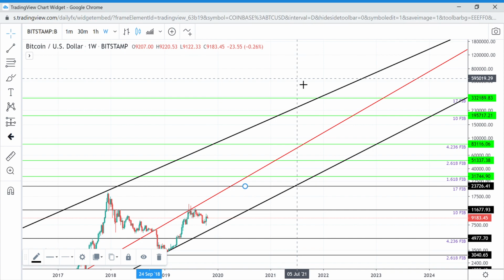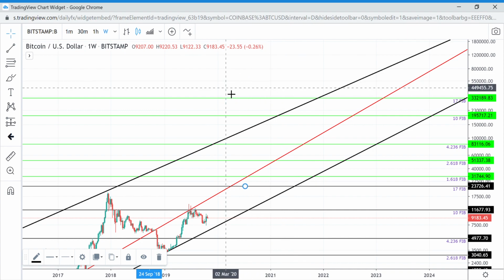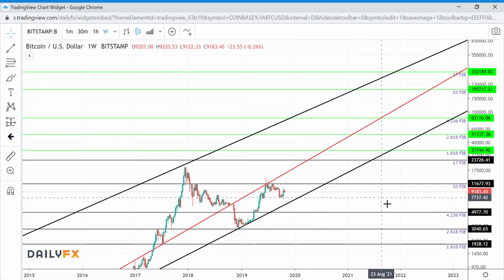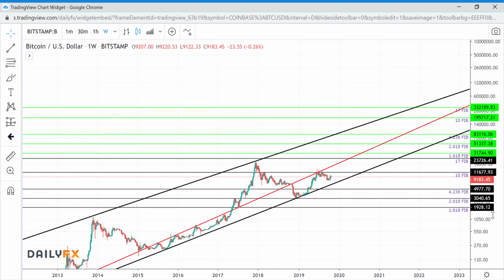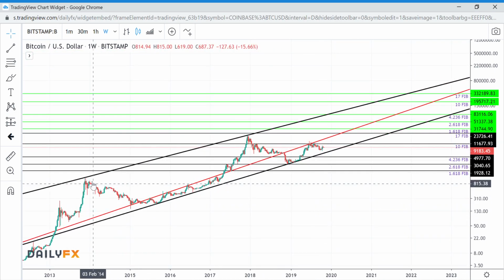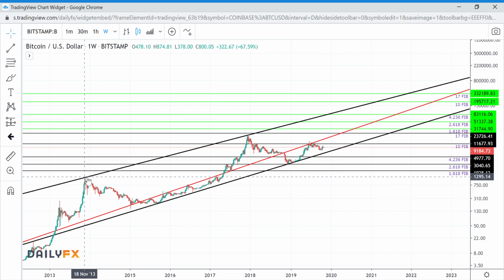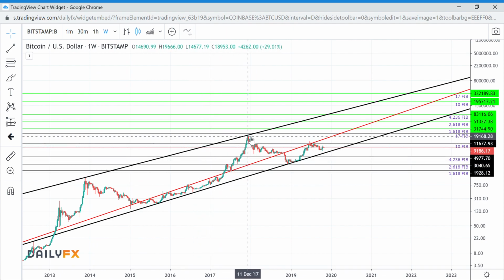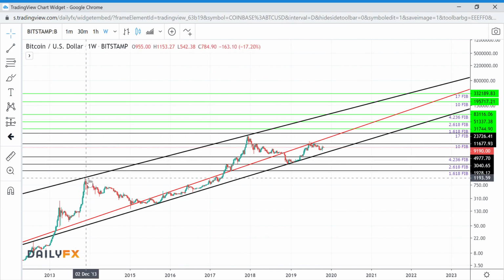But another thing that I thought was kind of cool, I don't know if there's really any relevance here, but hey, patterns are patterns. So between this high right here hitting this upper boundary, that was really in Q4 of 2013. It was in November 2013. Now, going to that next high in December 2017, that's exactly 4 years from here. All right, that's 4 years.